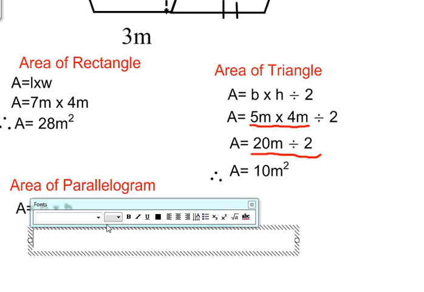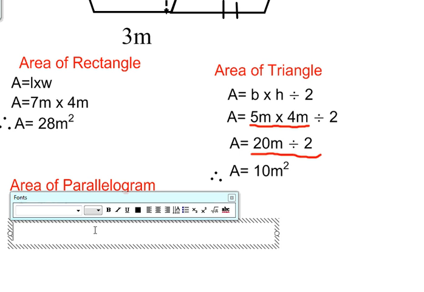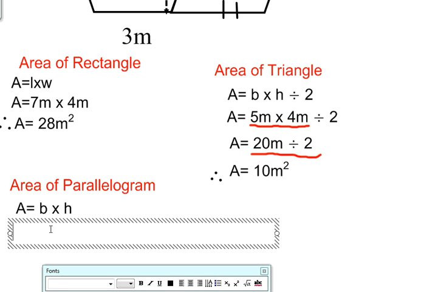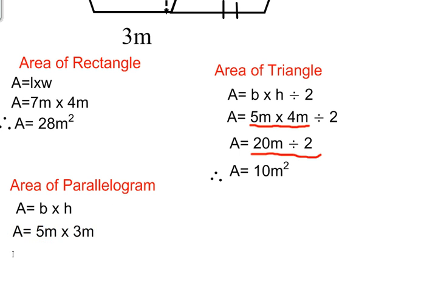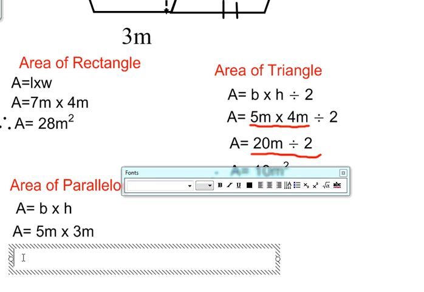So area equals base times height. And with this area, here we go again with this weird font. Area equals, the base is 5 meters times 3 meters. That's it. And then underneath it, area equals, and what is 5 times 3? It's 15 meters squared.